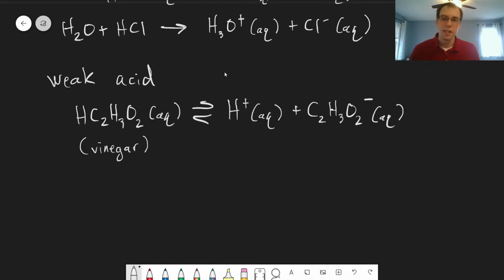But this dissociation is only partial. Only a little bit of the acetic acid will dissociate. Now the question is how much of it dissociates, and that depends on which particular weak acid we're considering.